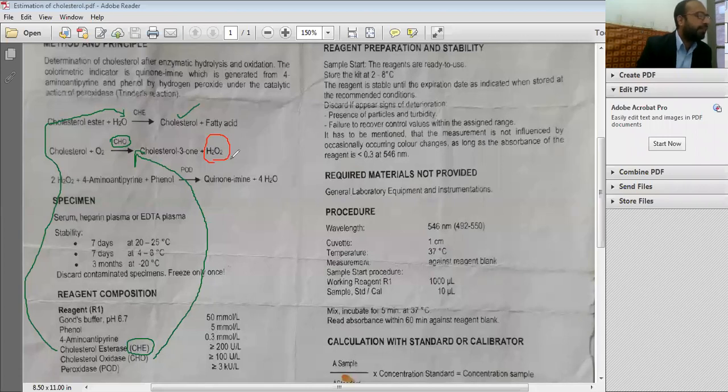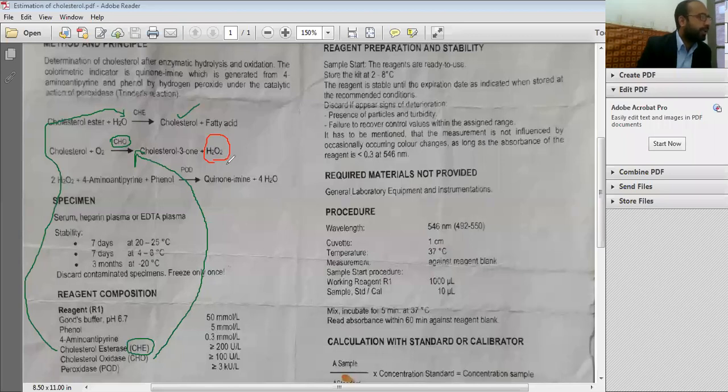Now, if we have high concentration of cholesterol in the blood, it means there will be formation of high concentration of hydrogen peroxide. And if we have low concentration of cholesterol in the blood serum, there will be formation of low quantity of hydrogen peroxide.